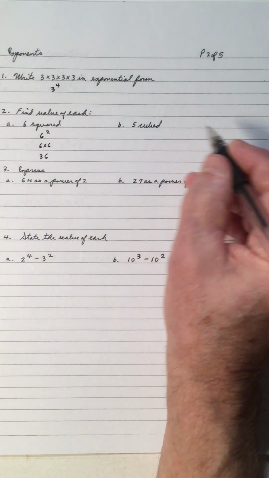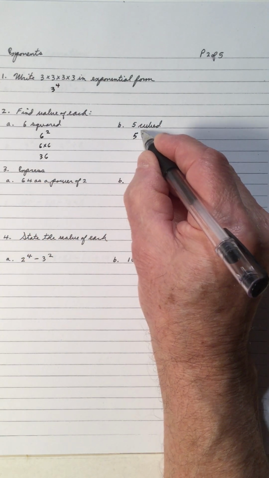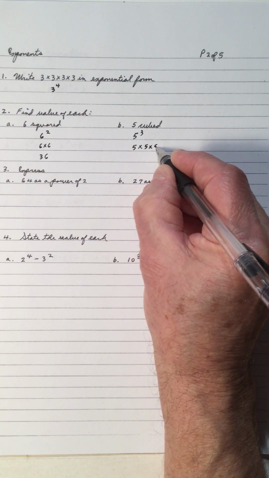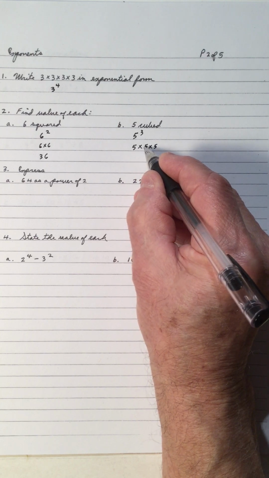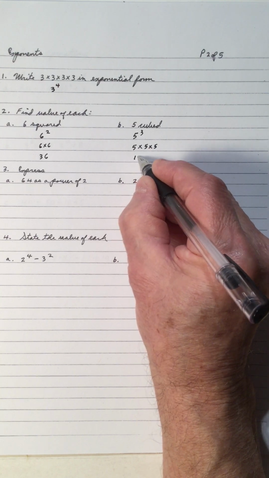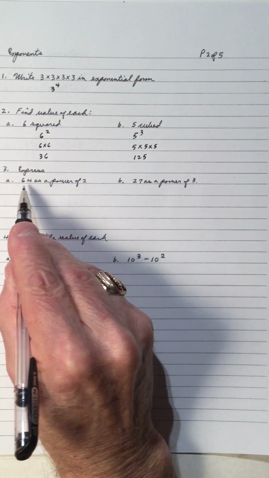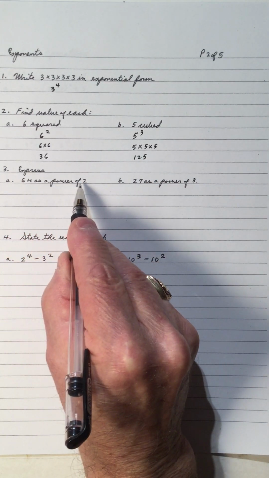That's the value. 5 cubed is 5 to the 3. So that's 5 times 5 times 5. 5 times 5 is 25, and 25 times 5 is 125. So that's the value. Express 64 as a power of 2.